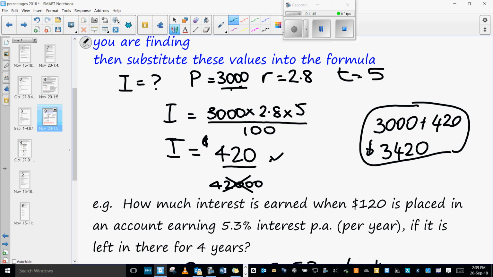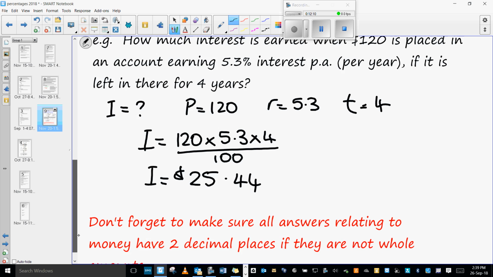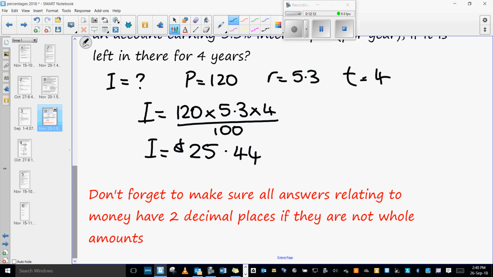Is our answer looking like it's correct? Similarly, Maya just accidentally divided by 10 instead of 100, so she had $254. Is that sensible given that we only put $120 in? Not really. They're not going to give you way more money than you started with. So always what I would like you to do is check, is your answer a sensible one? As I said in red here, don't forget to make sure all answers relating to money have 2 decimal places if they are not whole amounts. Okay? Yes, you can go do it. All right, girls.